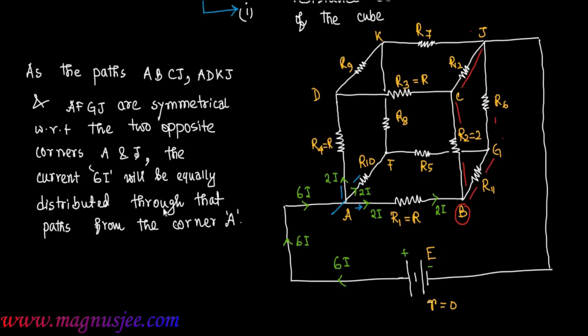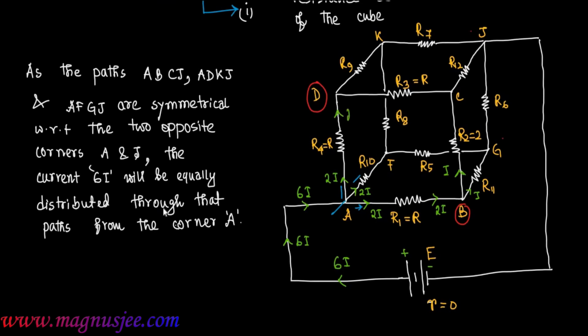In that case, the current which will be distributed from the point B will follow the path BCJ and BGJ, and this current 2I will be equally distributed along BC and BG as I and I. So I is the current that will be flowing through the arm BC and BG.